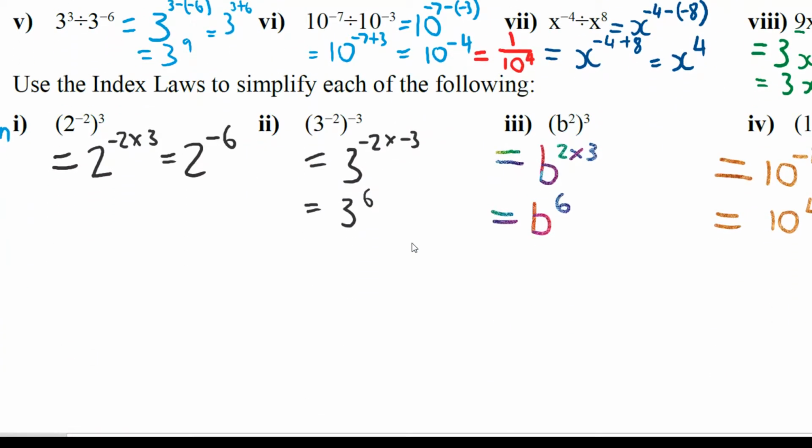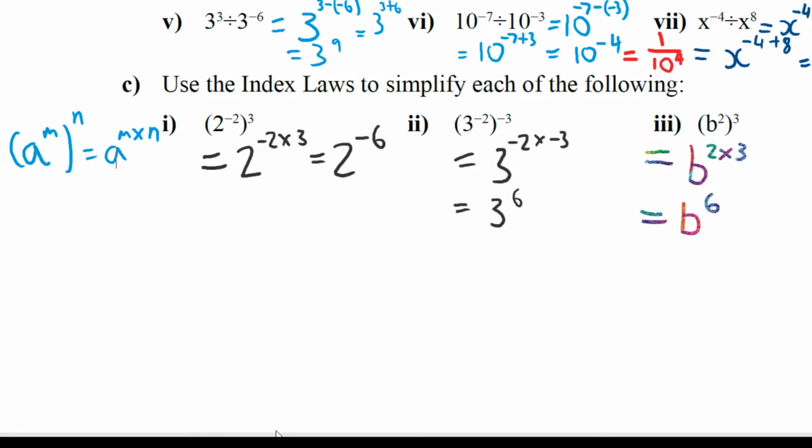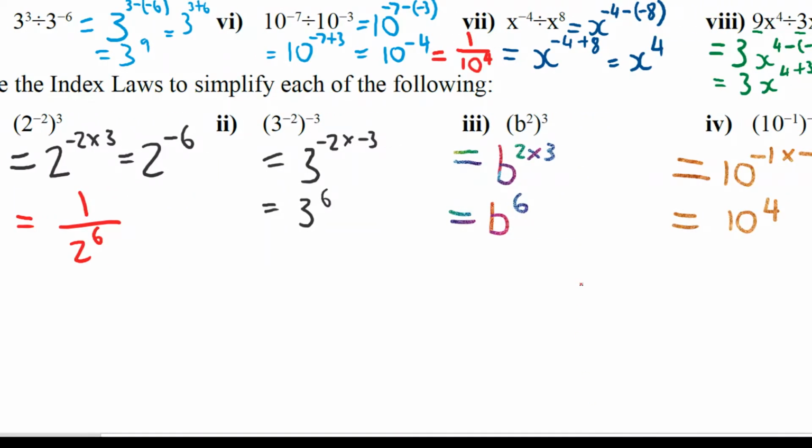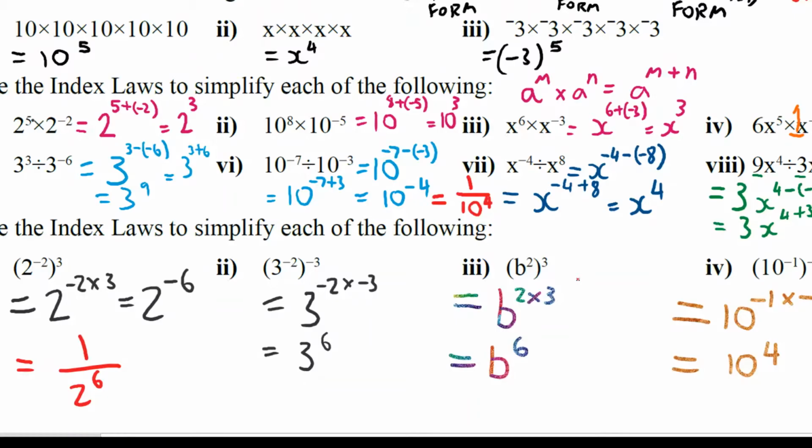Okay. And let's fix up this one here. So CI, 2 to the power of negative 6 is 1 over 2 to the 6. Now, those were my only ones with negative indices as my answers.